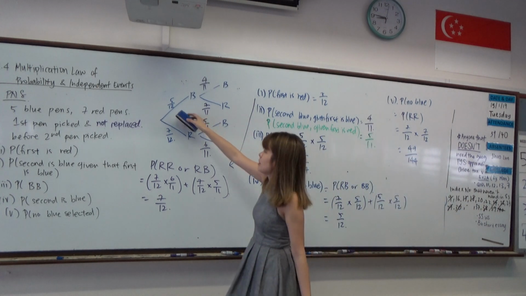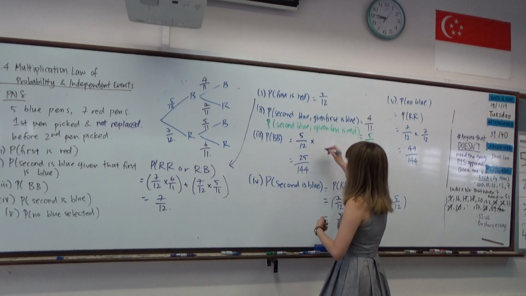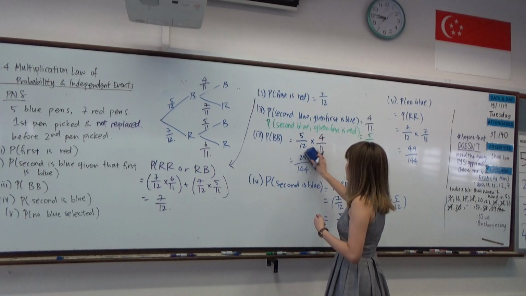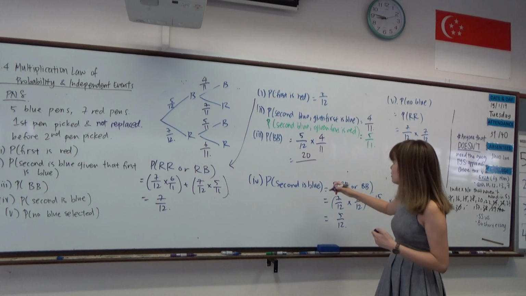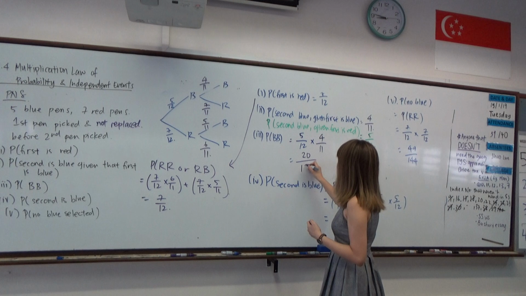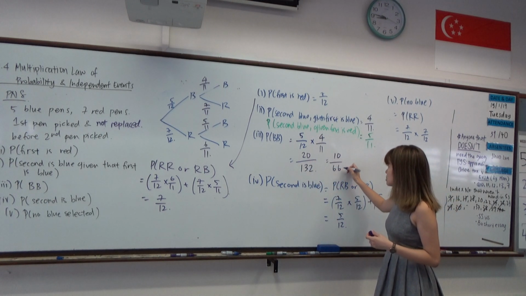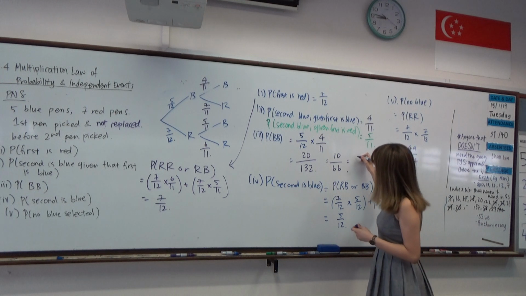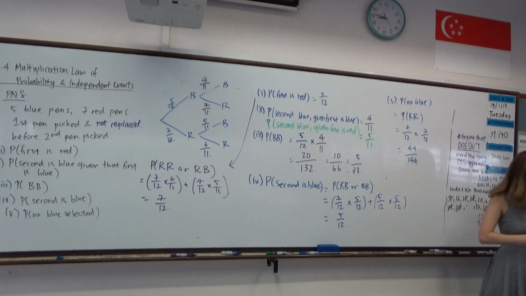Then for part 3, probability that it will be blue. So blue will be 5 over 12 times 4 over 11. So that will give you 20 over 132, which is 10 over 66, so the answer is 5 over 33.